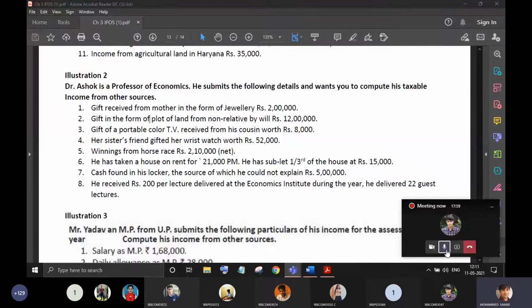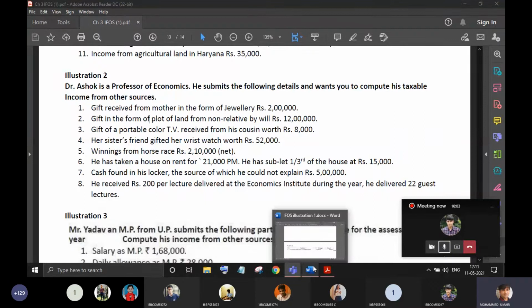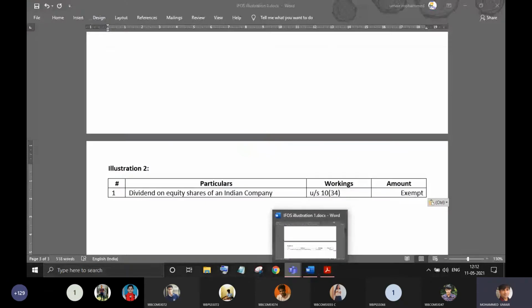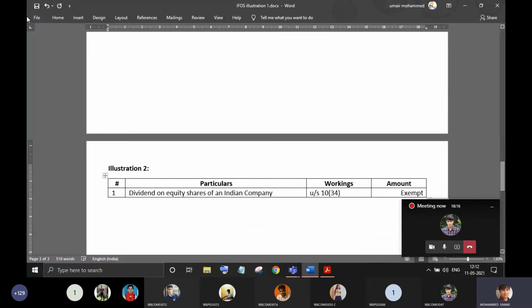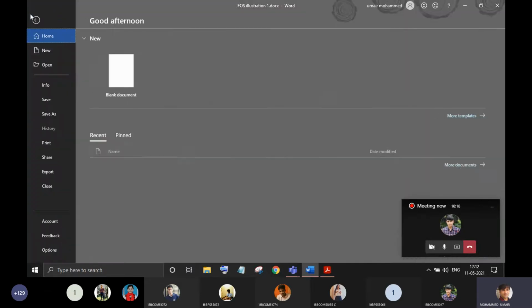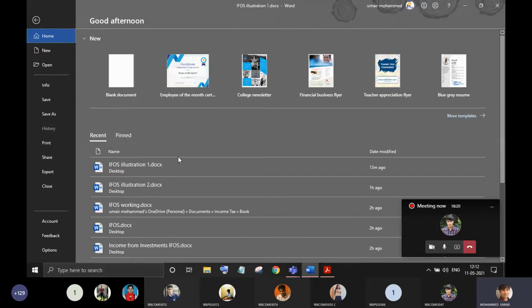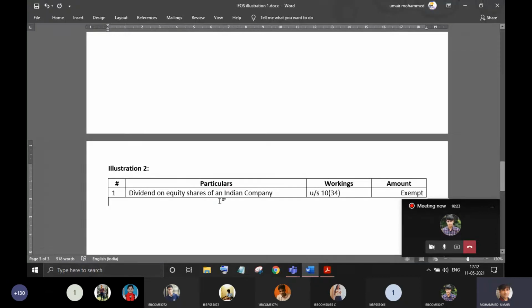So let's account for each and every transaction. The first one says gift from mother in the form of jewelry, rupees 2 lakhs. So what are the rules pertaining to gifts? You have to quickly recall the rules pertaining to gifts, as I've already discussed. In gifts you have three categories: gifts from relatives, non-relatives, and gifts on special occasions.